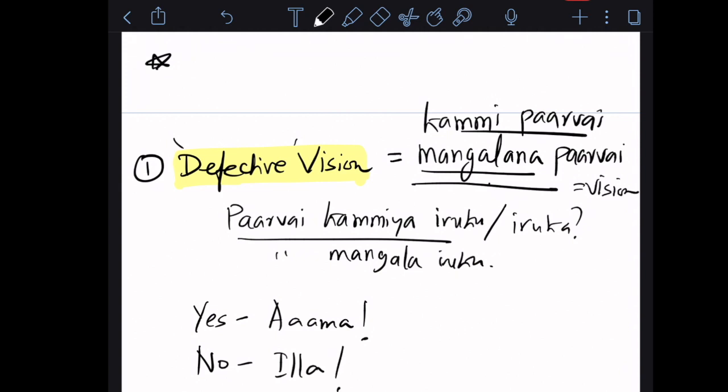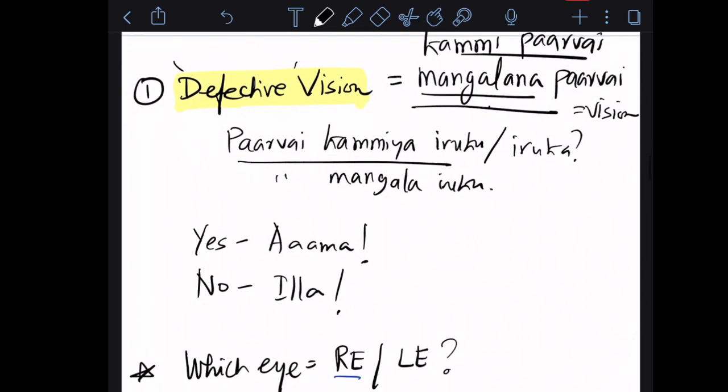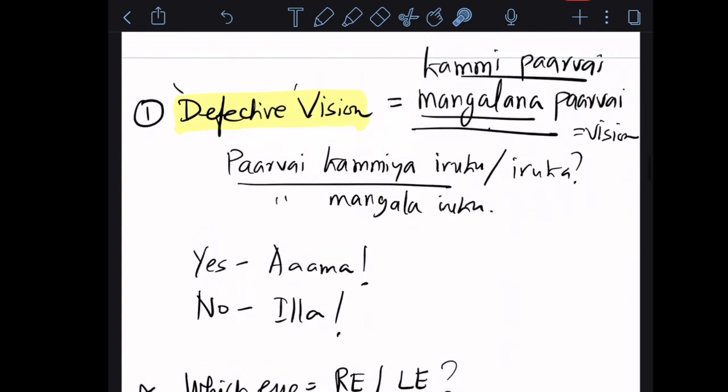The patient says, ஆமா, பார்வை கம்மியா இருக்கு. Yes, my vision is defective. இல்ல, பார்வை கம்மியா இல்ல. இல்ல means no, my vision is not defective. It's not reduced. Okay, are we clear about this? So focus on this area. This area is very important because we all know defective vision is the most common complaint a patient can present to you with. So it's important to understand how to ask and how to get the answer from the patient.